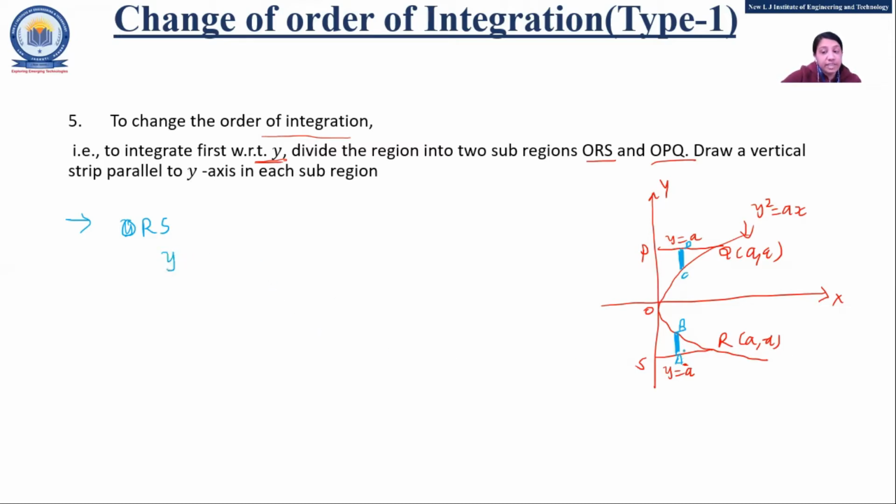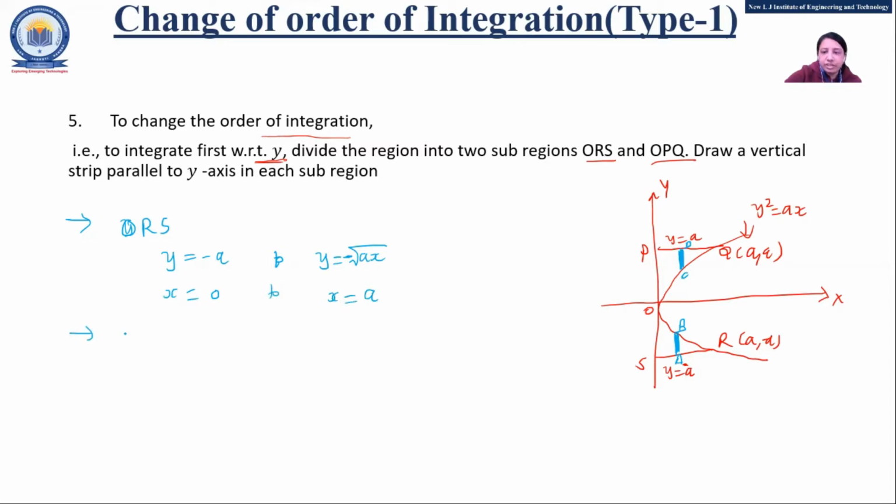So always for vertical strips, write down y first. Y equal to minus a to y equal to root ax. You can see y starts from y equal to minus a and it will end on y square equal to ax, so y equal to root ax. Now here it will be in which quadrant? Fourth one. So obviously it should be minus. Fine. And x will start from leftmost, 0, and it will end at x equal to a.